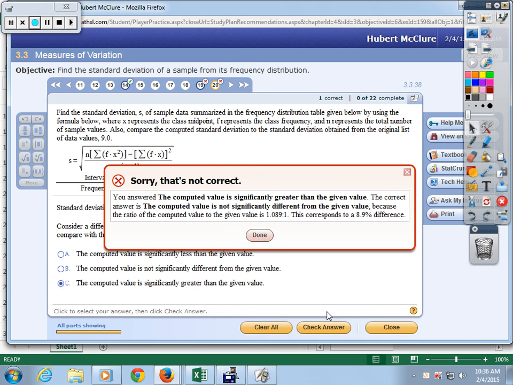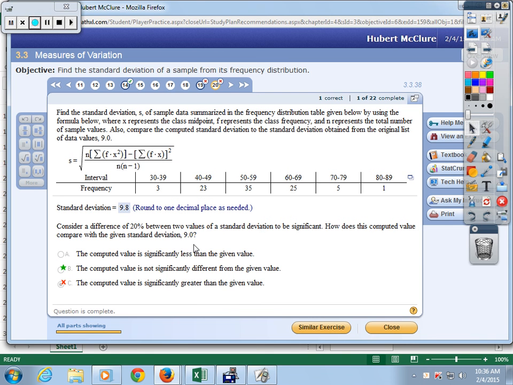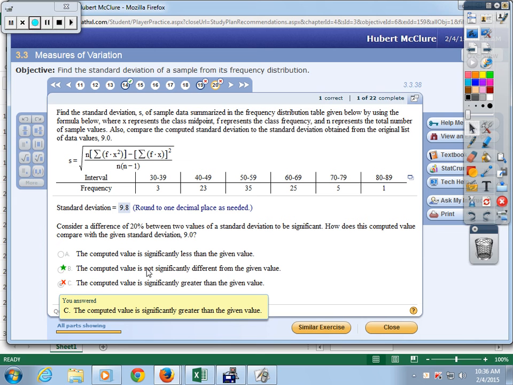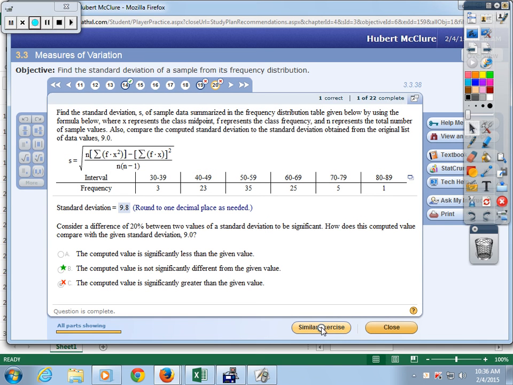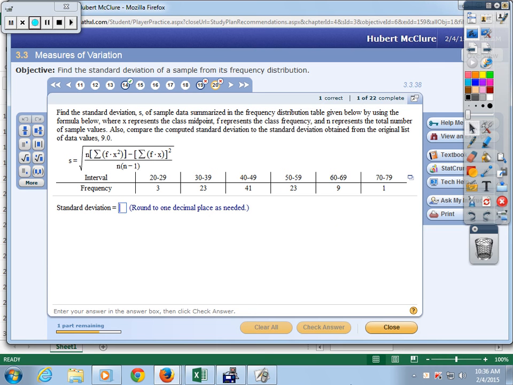I don't know what they're asking. I have no idea what they're asking. The computed value, I don't know. I'll have to do some checking on that. I have no idea. Do this problem. I don't care about that.